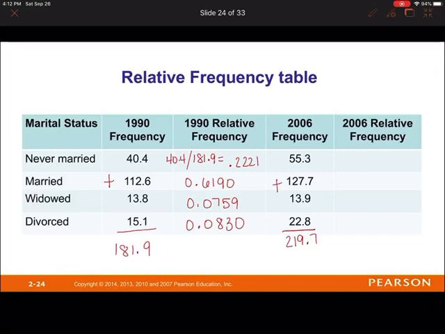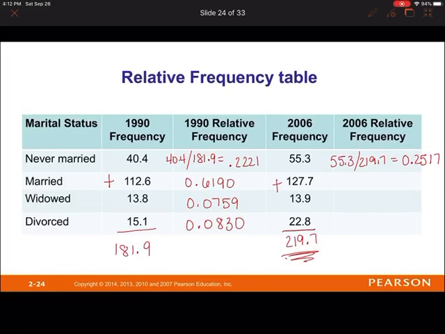Okay, for your other one, for 2006, we are going to do 55.3. This time we're dividing by our total frequency there, which was 219.7. And when you do that, you're going to get an answer of 0.2517. So everything in this column is getting divided by that 219.7.